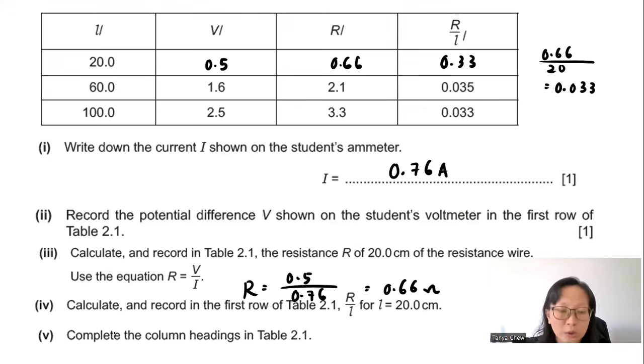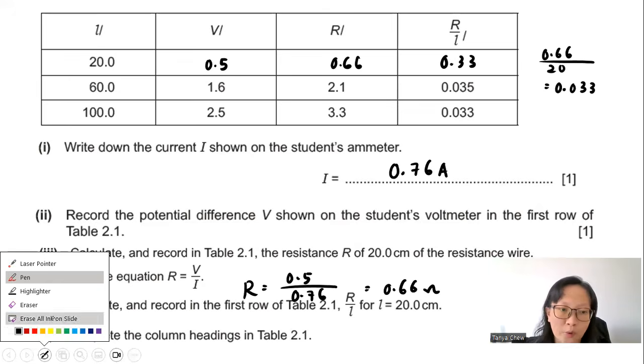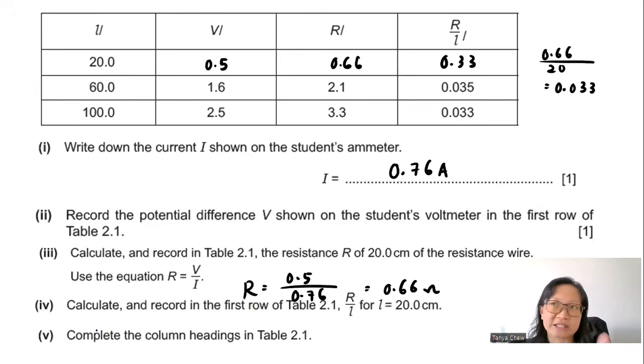And complete the column headings in Table 2.1. Column headings means the title of your table. So you have to denote your table together with the correct symbol and their appropriate units. So length is measured in cm, V is measured in volt, R is measured in ohm, R over L, that is ohm over cm.